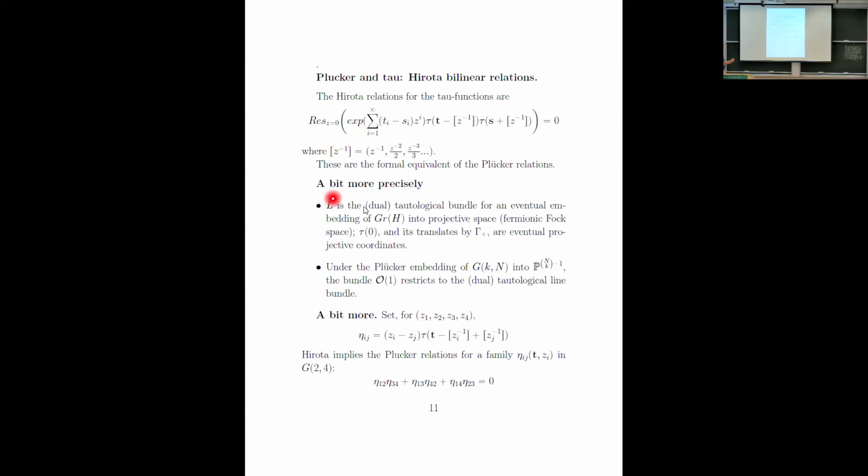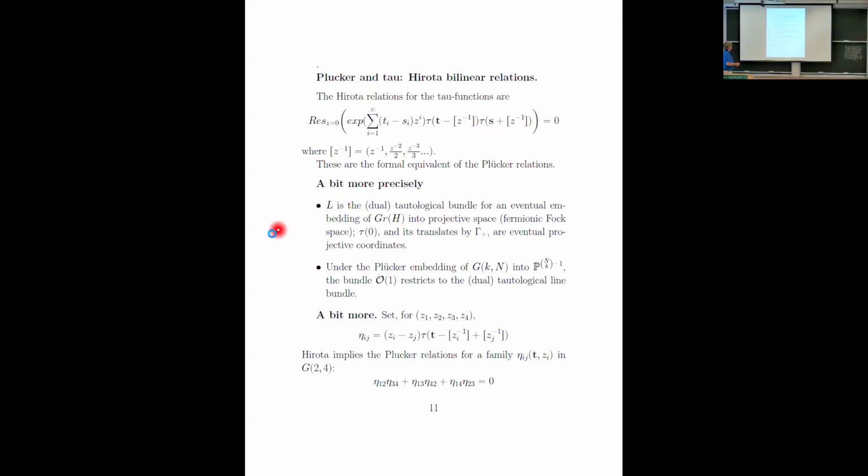You've got this funny symbol here, which is this infinite sequence. And so you choose a z and shift the t parameters this way, shift the s parameters this way, multiply by this, and this, and taking the residue at z equals 0 gives you this, as you can see, quadratic relation in the taus. So this is what gives you the quadratic relations.